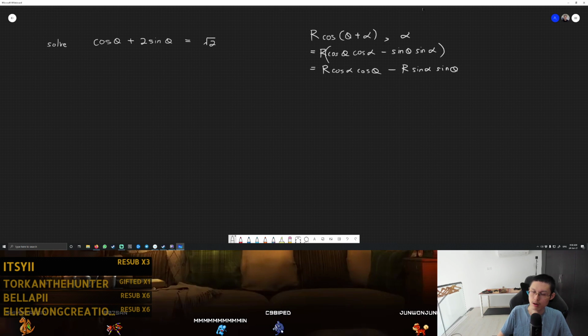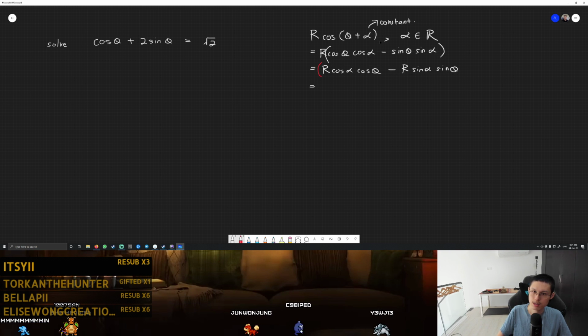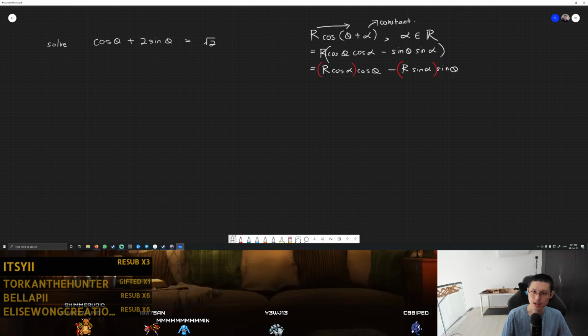By the way, this alpha is actually just some constant. Okay, so you can see that I've arranged it like that. This guy here is a constant, and this guy is a constant. This r is also another constant. So if you compare this with what we have over here on the left, you'll see that r cos alpha must be 1, and negative r sine alpha must be 2.